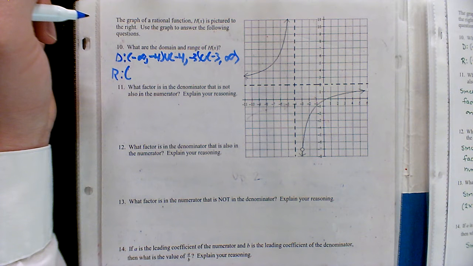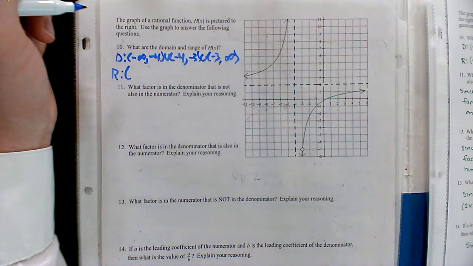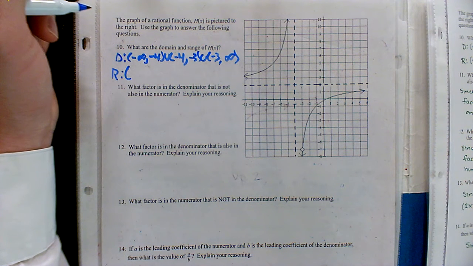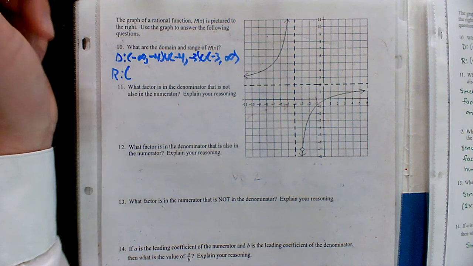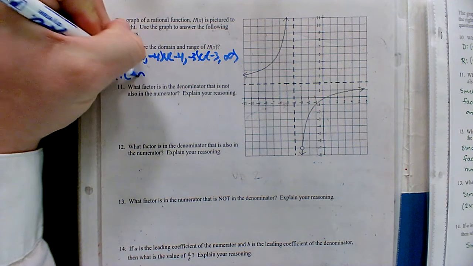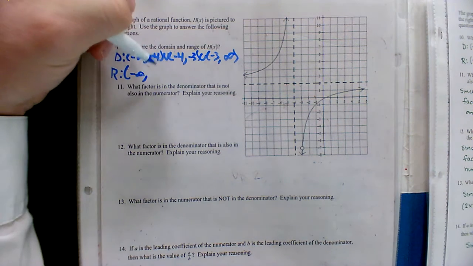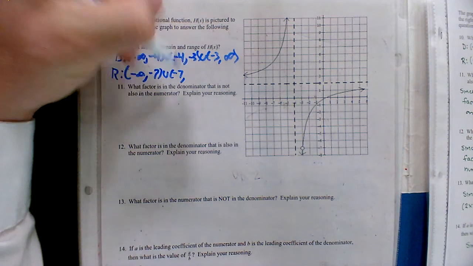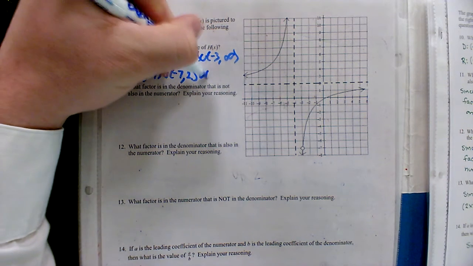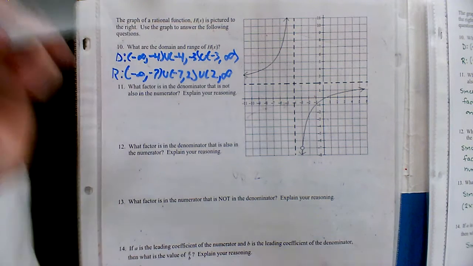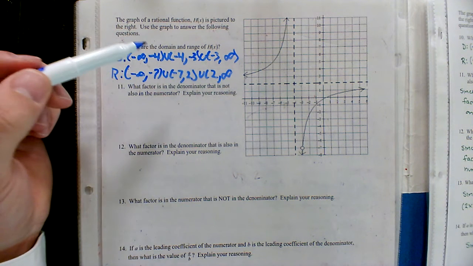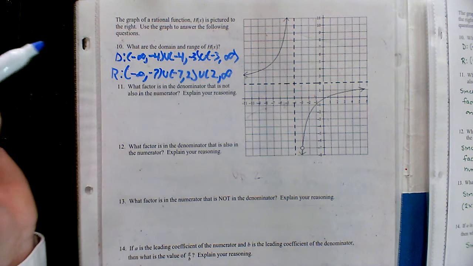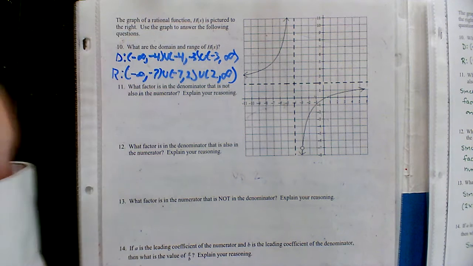Who can tell me the range values? Values of the range. Marie? It would be negative infinity to negative 7, and then negative 7 to 2, and then 2 to infinity. Very good. The y value of your hole and the y value of the horizontal asymptote are the two you can't include. Very good. Negative 7 and 2.